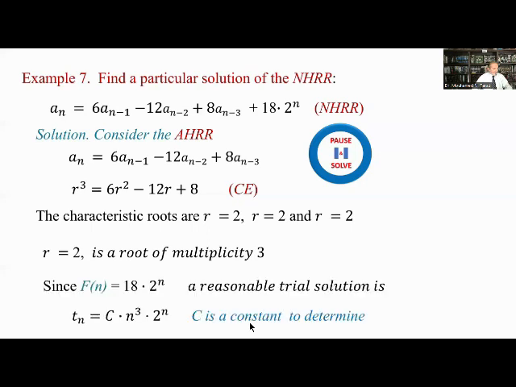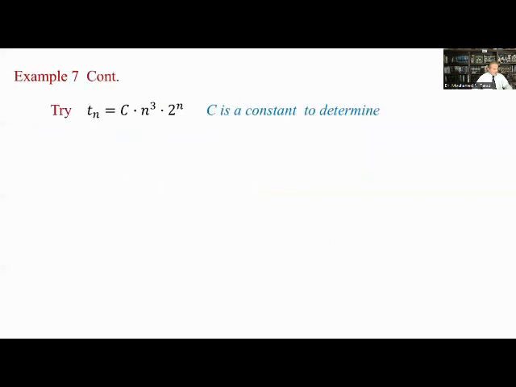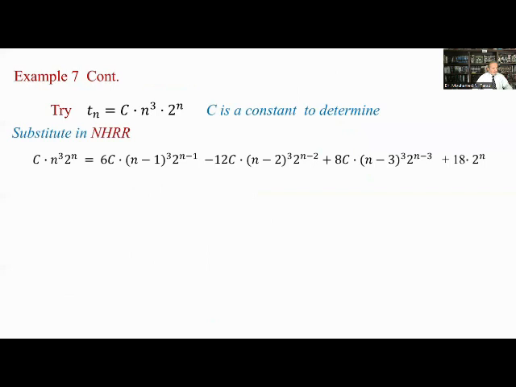Okay, so r equal to 2 is a root of multiplicity 3. Since Fn is this one here, 18 times 2 to the power n, a reasonable trial solution is this. See how I added n cubed here, because 2 is a root of multiplicity 3. And we're going to find the constant C. Try this. All right, now C again here. This is 2 to the power n here, 2 to the power n here. I need to make this one 2 to the power n.